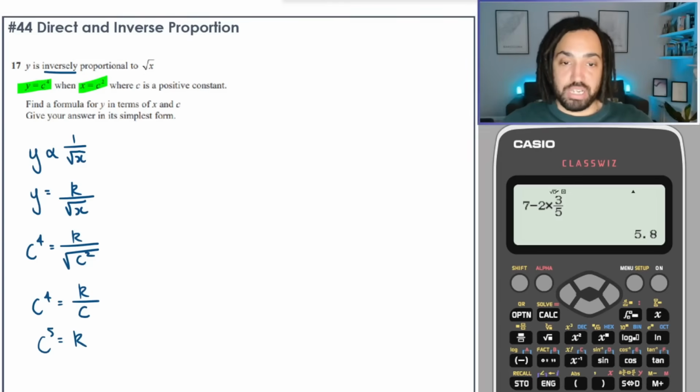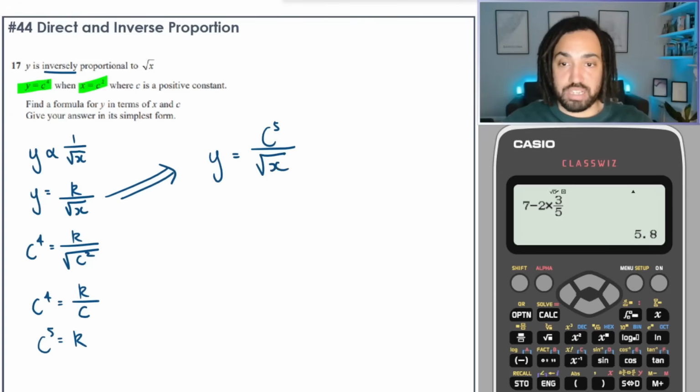So now I can take this part here and put c to the 5 in for k. So my equation now becomes y is equal to c to the 5 over the square root of x. And that's it. That is the formula. We have found the formula for y in terms of x and c. Job done.